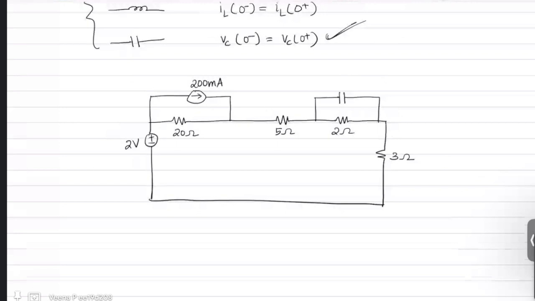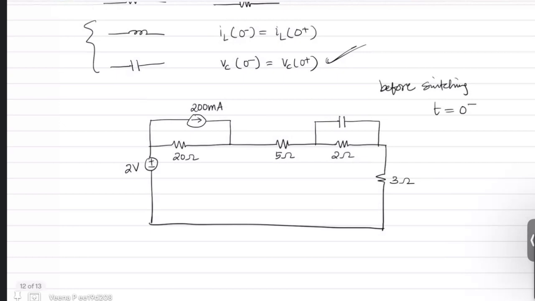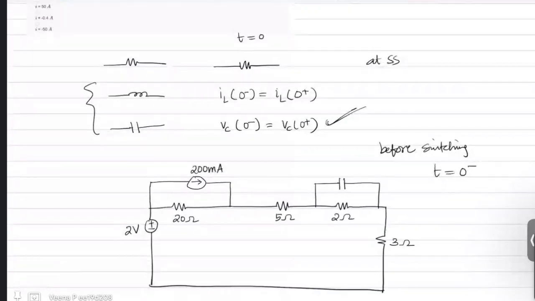Now, this is the circuit before the switching operation. That means this is the circuit at t equal to 0 minus. At steady state, once the circuit reaches a steady state, the resistor will act as itself, whereas the inductor will act as a short circuit and the capacitor will act as an open circuit.